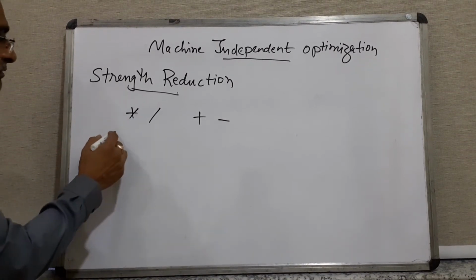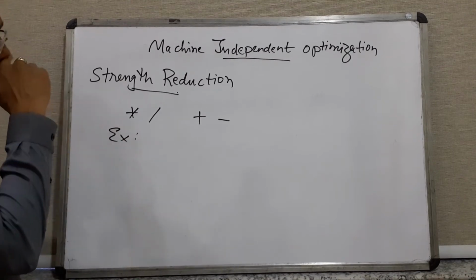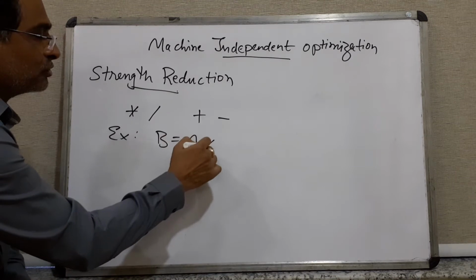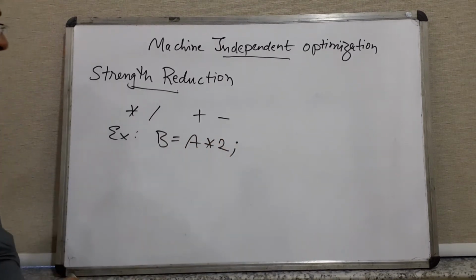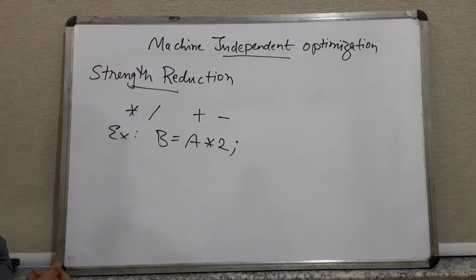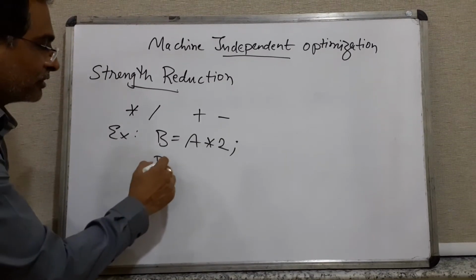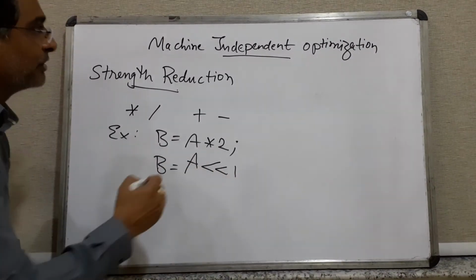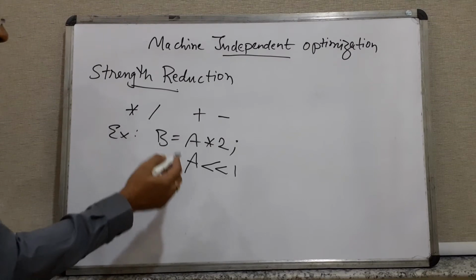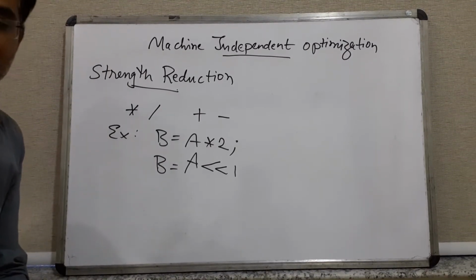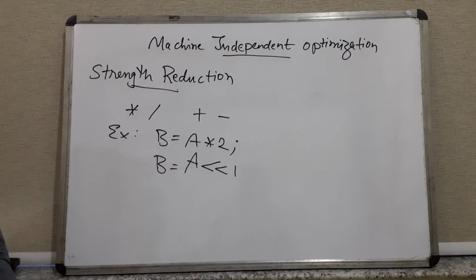Let me take one small example. Let's say B is equal to A into 2. To reduce the strength and optimize, I can say B is equal to A shifted by one, using the shift operator, which reduces the strength. So instead of star, I am making use of a cheaper solution to optimize performance, right? So this is strength reduction. There are other techniques also.